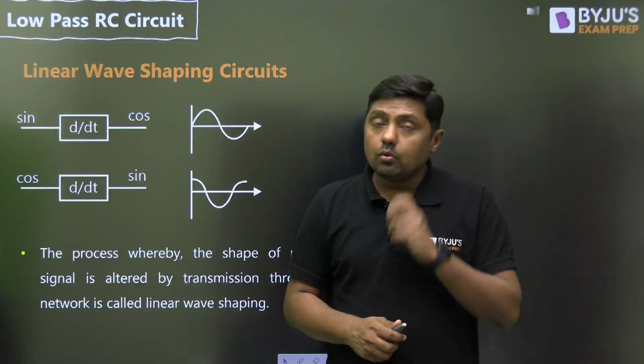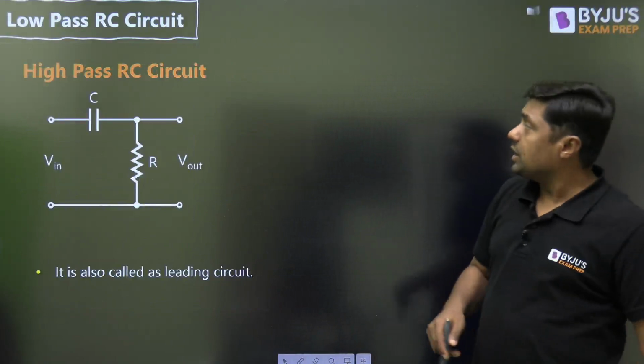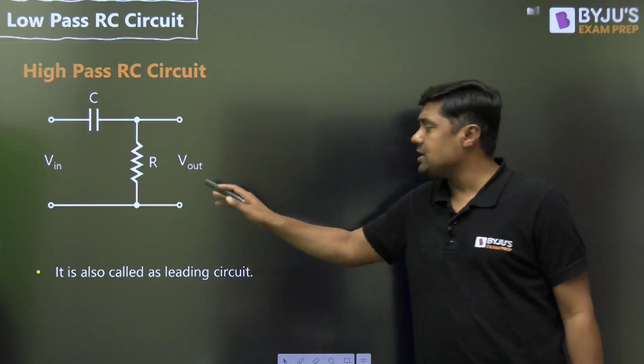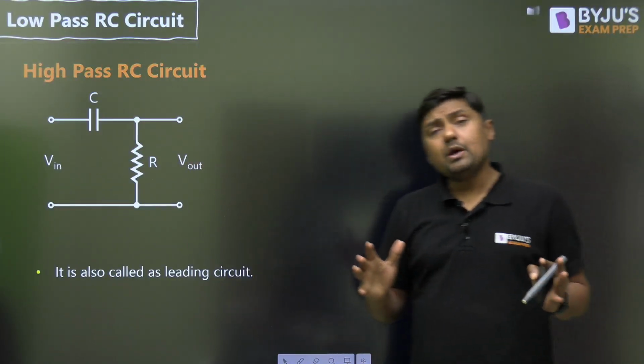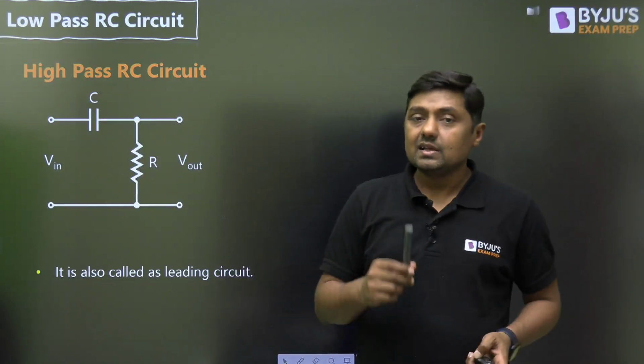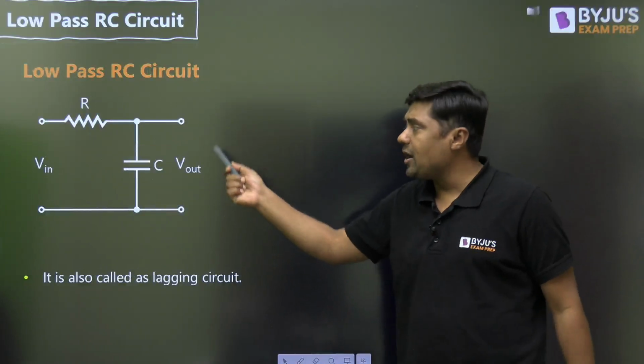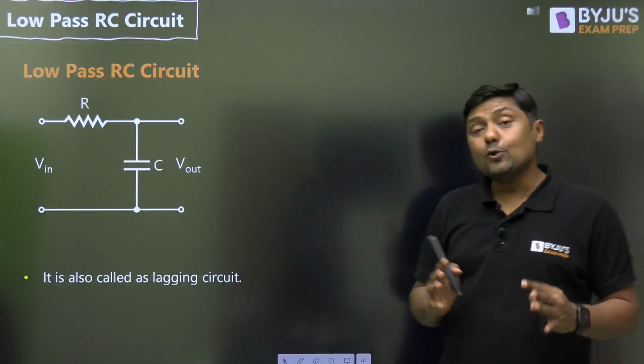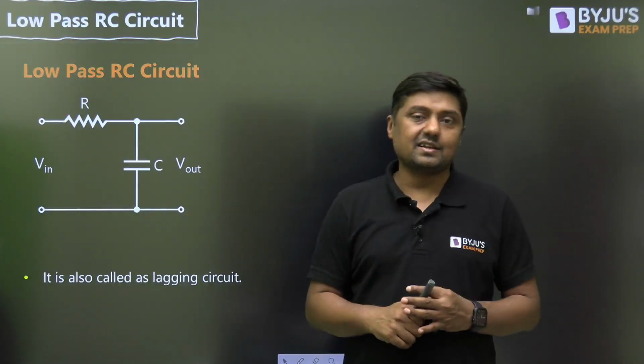Now, which are the important circuits? First of all, high pass RC circuit. High pass RC circuit is also called leading circuit. Second one is low pass RC circuit. It is also called a lagging circuit.